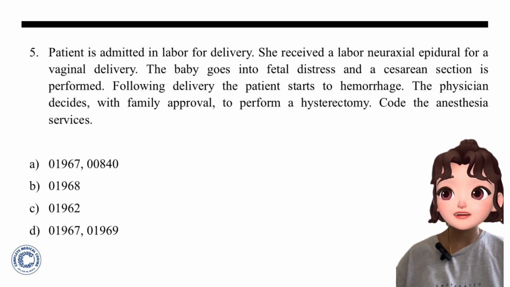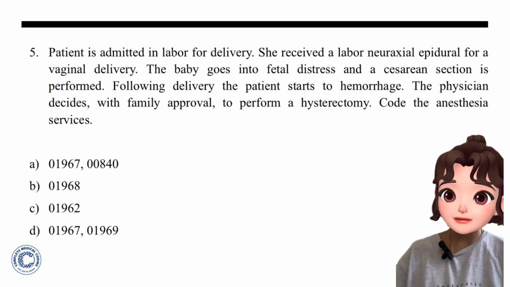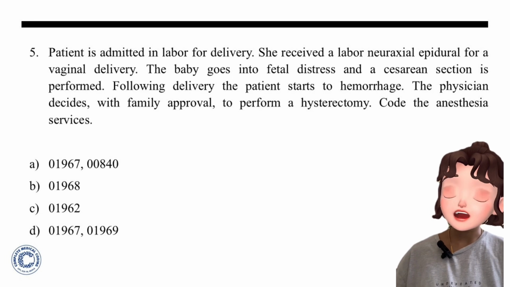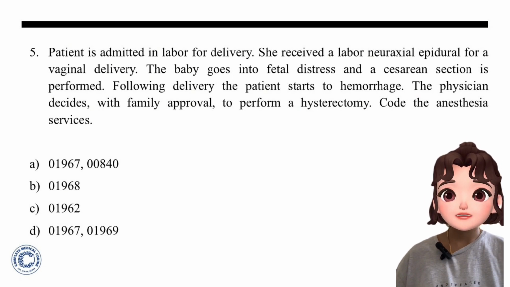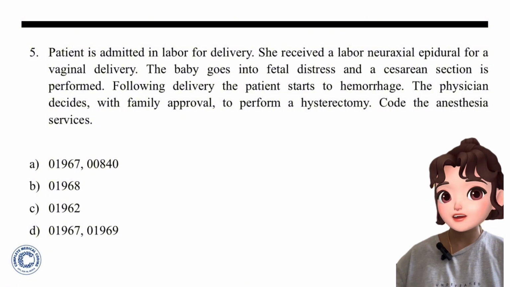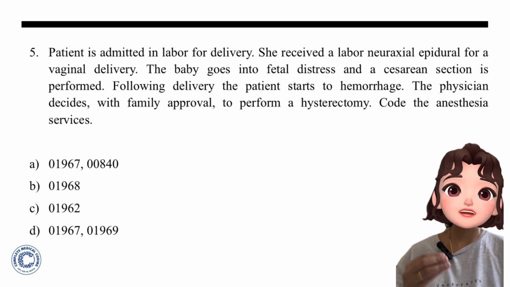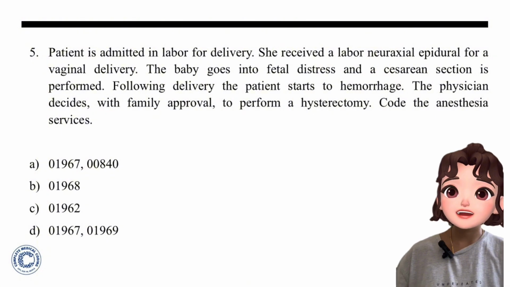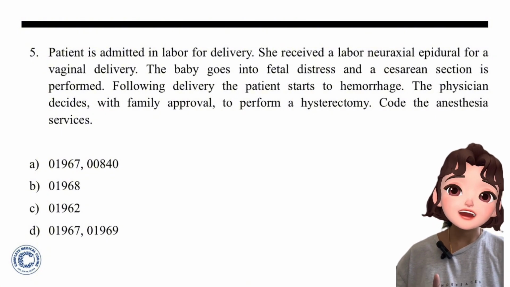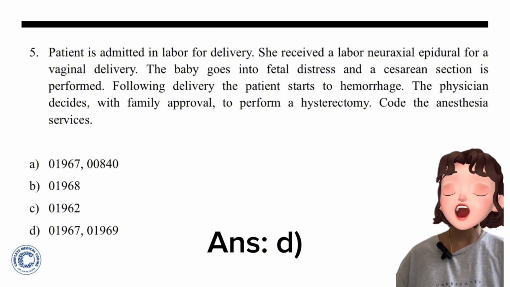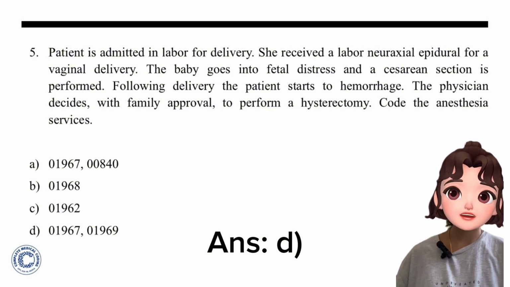Because initially for the planned vaginal delivery, an epidural was given, and then later they did a cesarean delivery. Of course, for the cesarean they'll put anesthesia again. Following the cesarean, they did a hysterectomy. So for cesarean and hysterectomy, there is another anesthesia. Even though it is not mentioned, it is understood that for cesarean delivery they will give anesthesia, right? So 01969 also should be coded. So here the correct answer is option D: 01967 for the normal delivery epidural and 01969 for the cesarean delivery plus hysterectomy procedure.